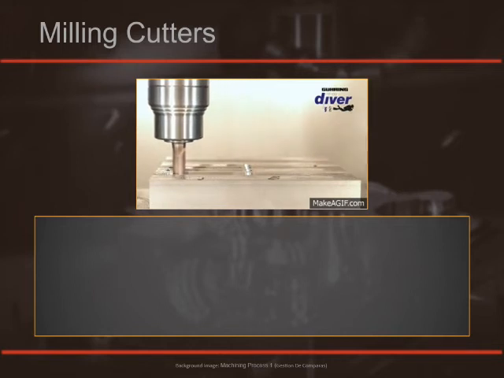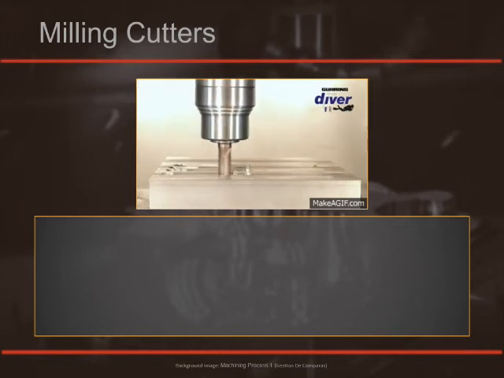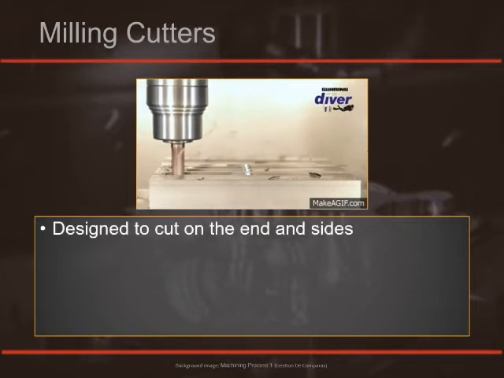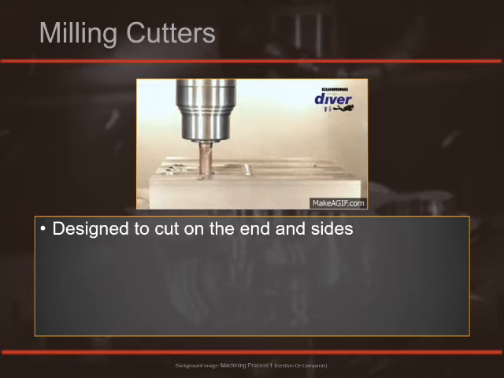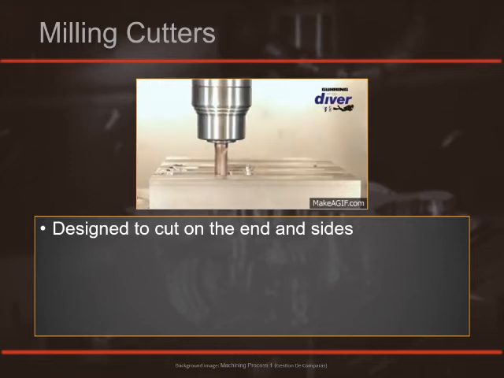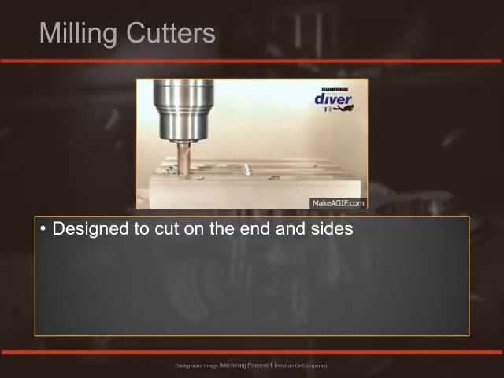The milling cutter we have displayed in the image is an end mill. It's designed to cut on its sides and end of the cutter as it's traversing through material. The end mill is the most versatile milling cutter for vertical and horizontal milling applications.